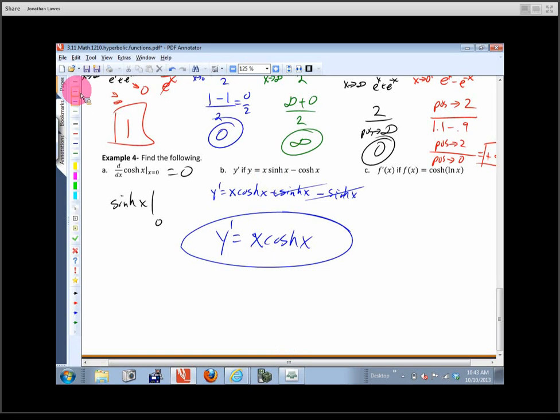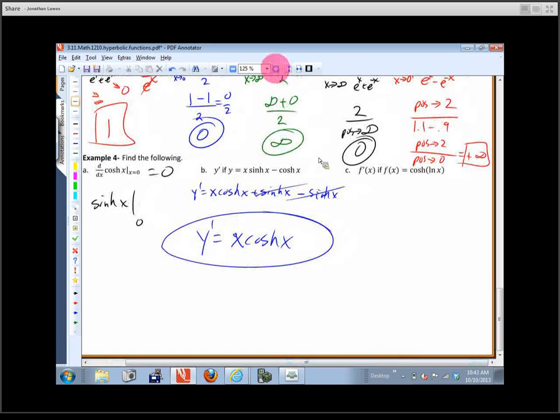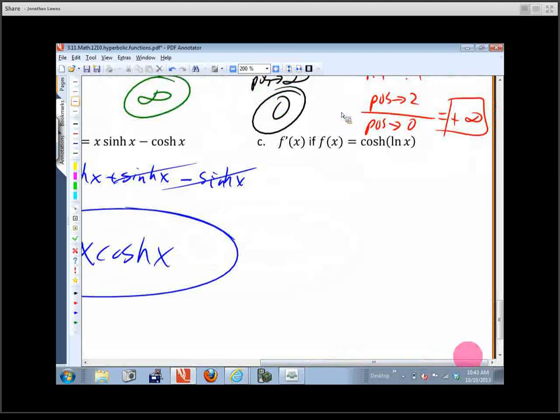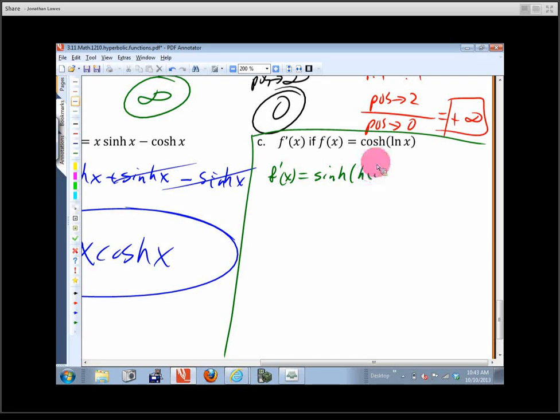Nope. Okay, so let's take a look at this last one. This last one's kind of interesting. If I remember correctly, this is a good review of some of the algebra skills that we need. So we're going to have the cosh of ln x, and I want to find the derivative of that. What rule? Chain rule. Okay, so that means f prime is going to be derivative of the outside, so that's going to be the sinh of ln x. So found the derivative of the outside, left the inside alone, and then I'm going to times by the derivative of the inside, and the derivative of the inside is 1 over x.